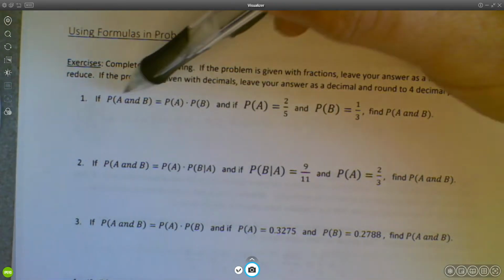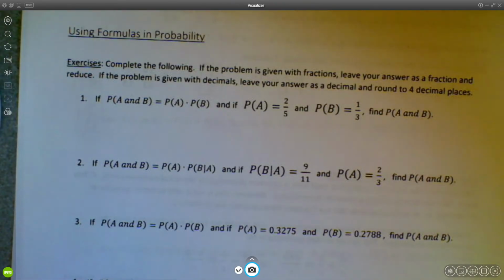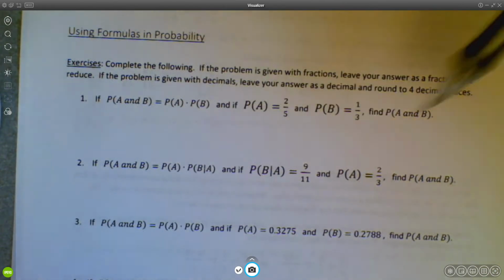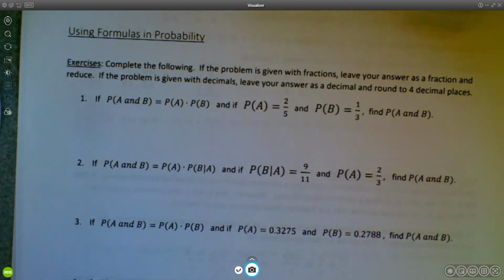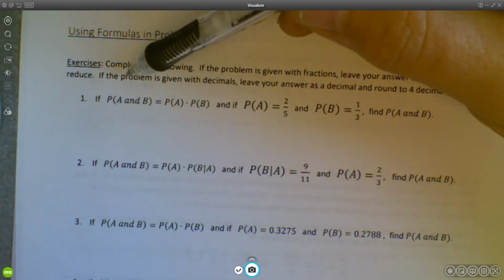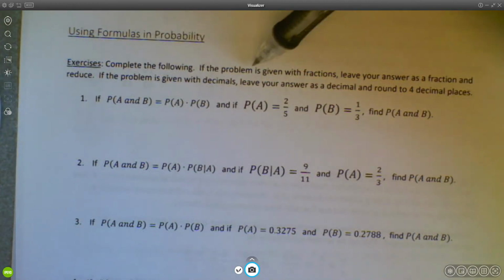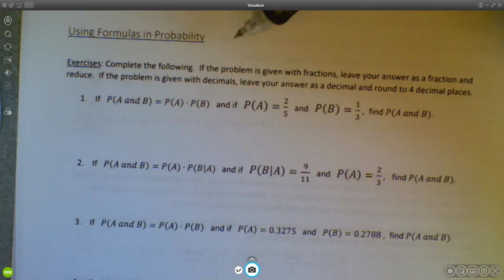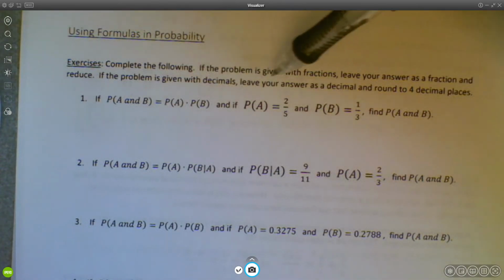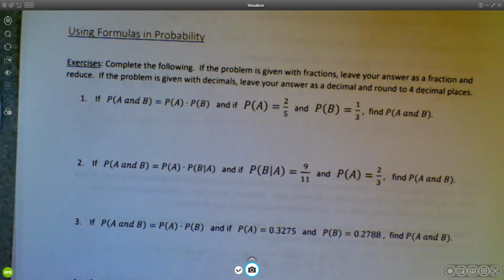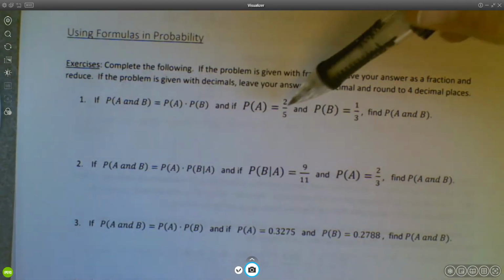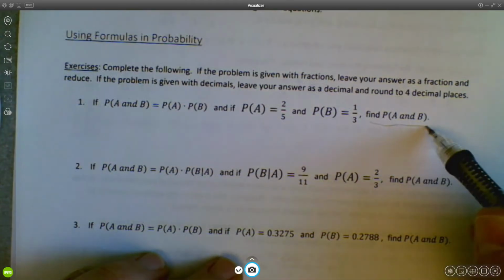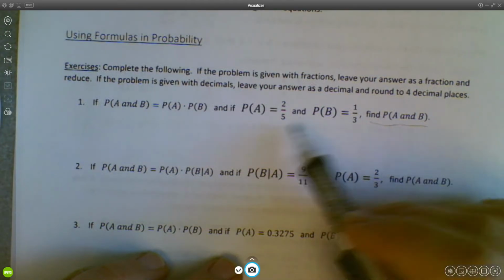So let's compute probability of A and B if we know that probability of A is 2/5 and probability of B is 1/3. The instructions say that if the problem is given with fractions, leave your answer as a fraction and reduce. If the problem is given with decimals, then leave your answer as a decimal and round to 4 decimal places. So in this case, we were given fractions. We're going to leave our answer as fractions. So we're asked to find probability of A and B given this information.